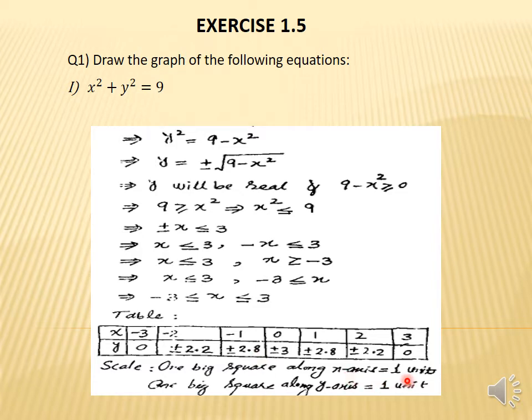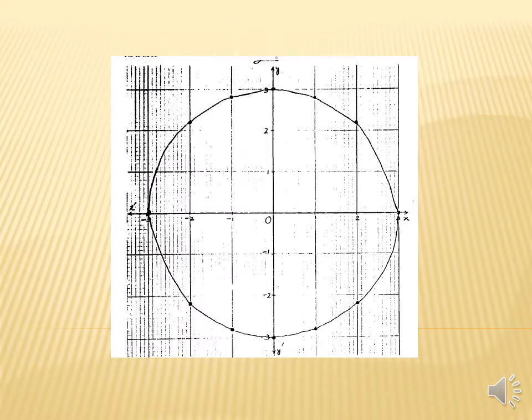So students, one big square along the x-axis is 1 unit, and one big square along the y-axis is equal to 1 unit. Now in the next slide you can draw the graph of this function. Here we have values of x on the horizontal axis and the images on the y-axis. And there is the graph of the function x square plus y square equals 9. So students, simply you can move 3 units toward the positive x-axis and 3 units toward the negative x-axis, and similarly you can move positive 3 on the y-axis and similarly on the negative y-axis. And students, you can plot the points.